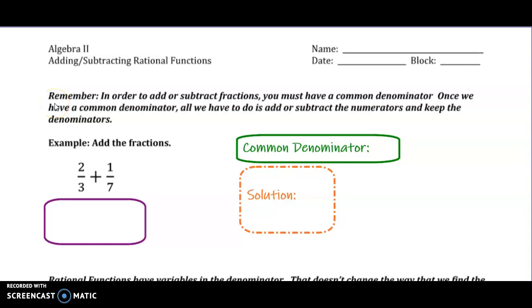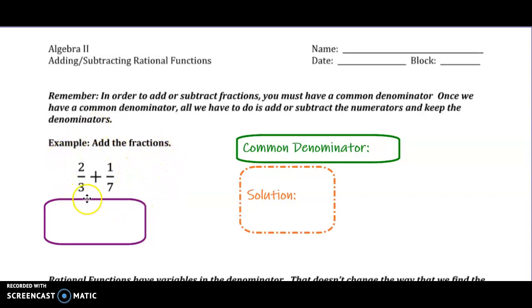Hello, today we will be adding and subtracting rational functions. Rational functions are simply fractions that have variables in the numerator and the denominator. So remember, in order to add fractions, you must have a common denominator. Once we have a common denominator, all we have to do is add or subtract the numerators and keep the denominators. So let's look at an example from just regular fractions.